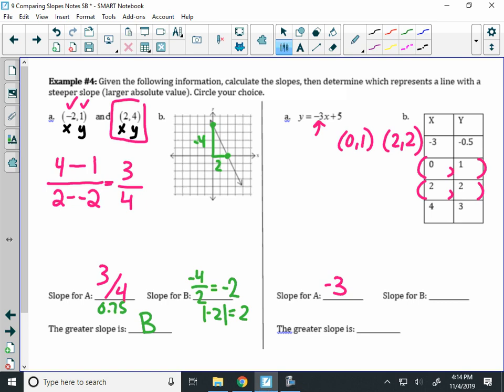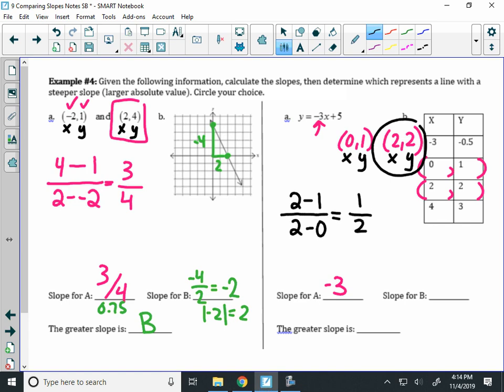Then I do the same thing I did in the other example. I use the slope formula. So I'm going to choose my second point first. I'll do 2 minus 1 over 2 minus 0. That's 1 over 2. So that's my slope for B. So 1 over 2 is 0.5. The absolute value of negative 3 is positive 3. Which one's bigger? The slope for A.